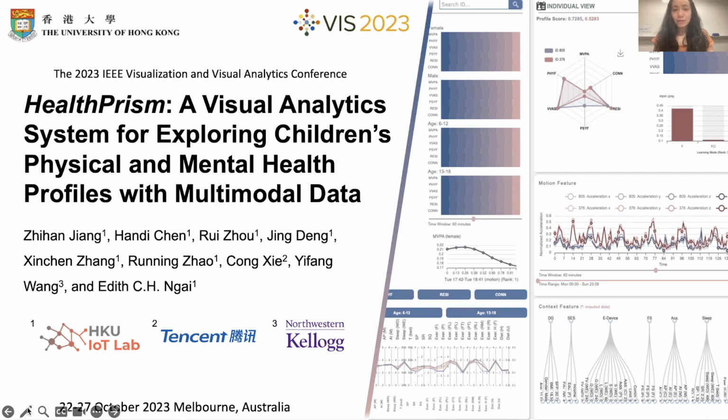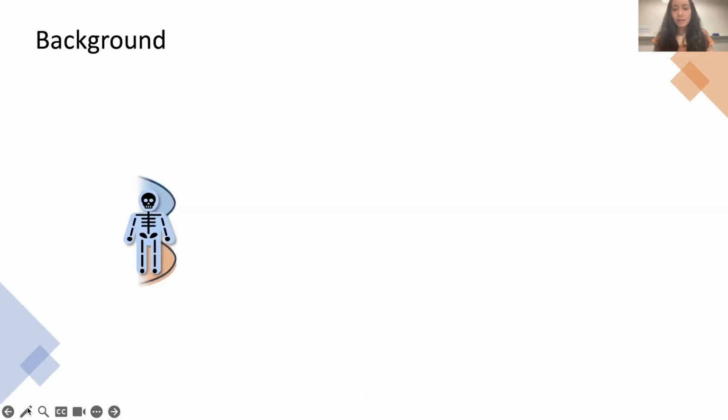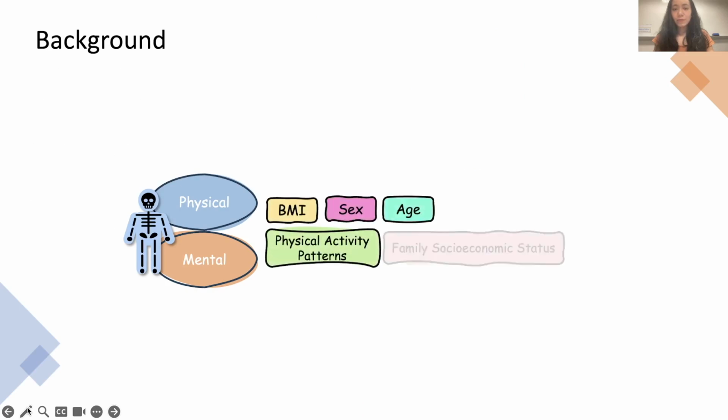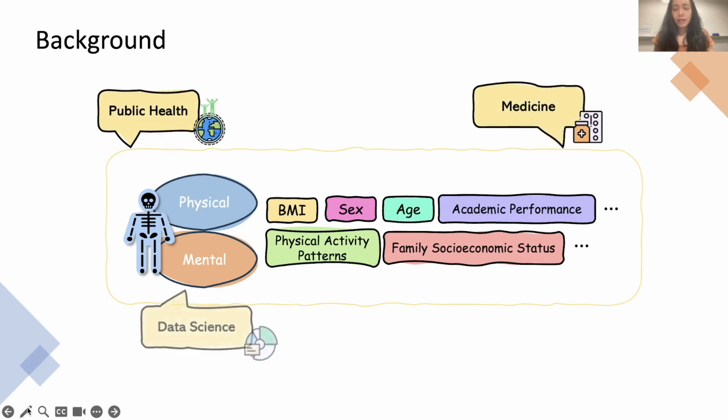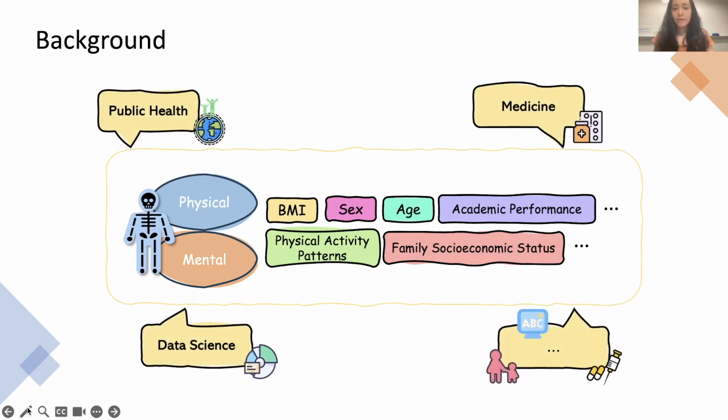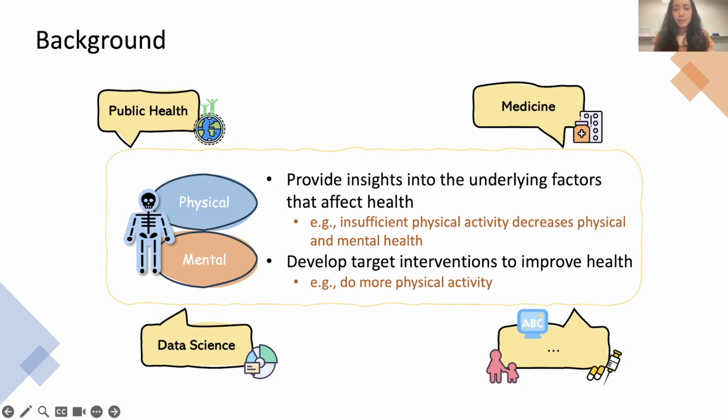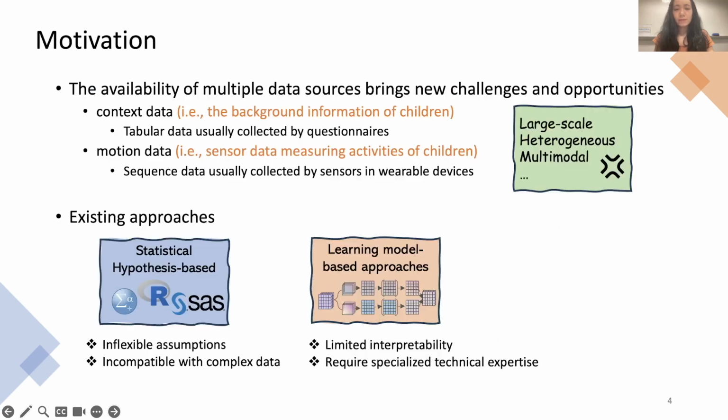Today I'm going to introduce our work, HealthPrism, a visual analytics system for exploring children's physical and mental health profiles with multimodal data. Children's physical and mental health correlate with their personal and family attributes. Relationships between these background characteristics and health outcomes have been widely studied by researchers in various domains. Such studies can provide insights into the underlying factors affecting children's health and aid in the development of targeted interventions to improve their health outcomes.